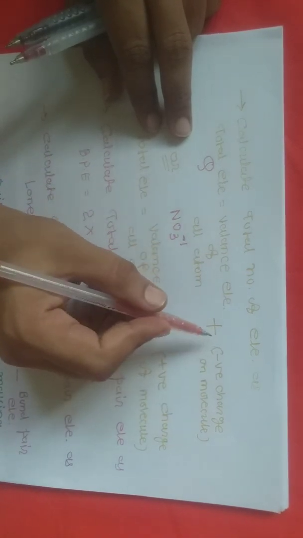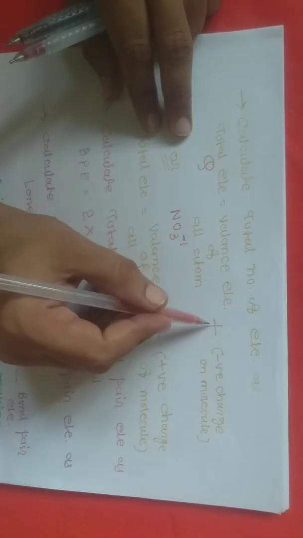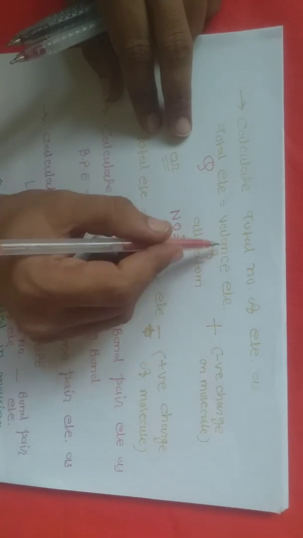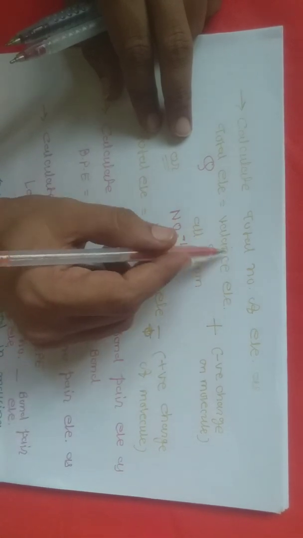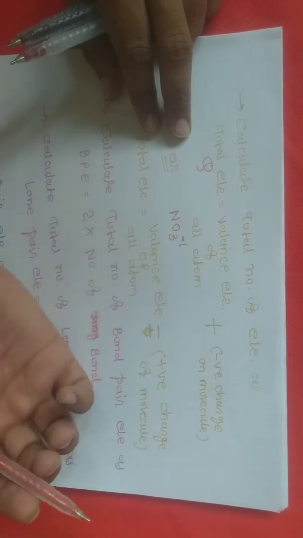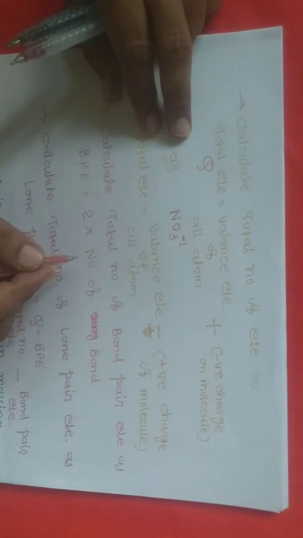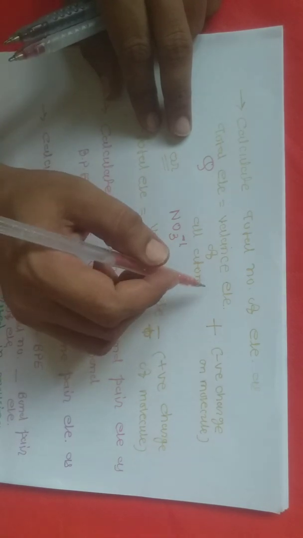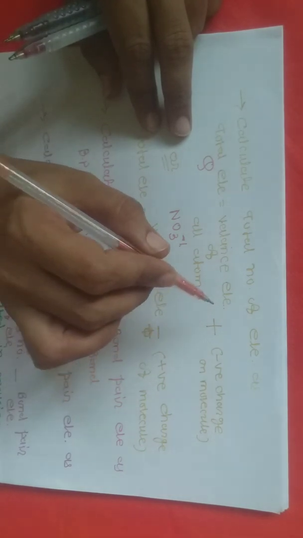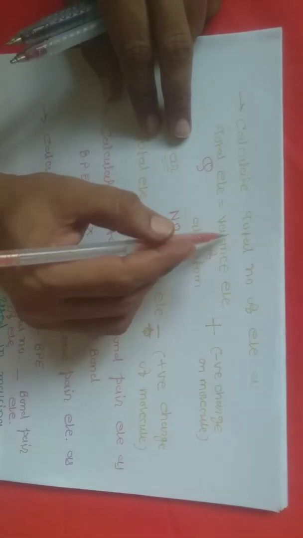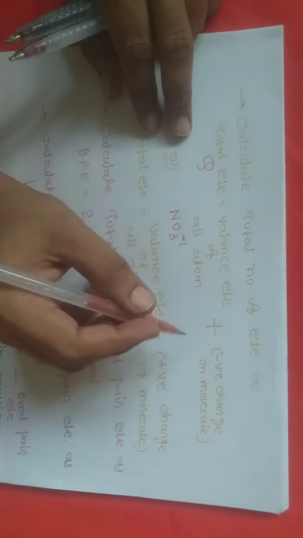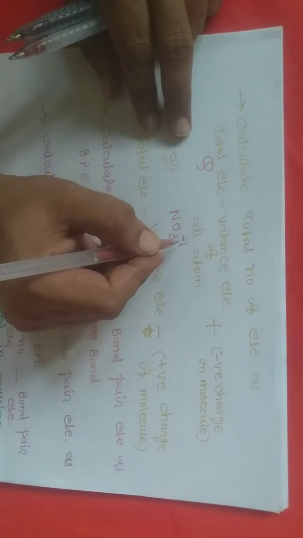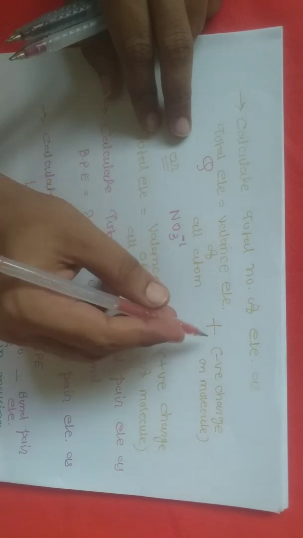So in that case you have to add 1 to the valence electron of the atom. We will discuss it in detail when we take some examples, but presently all you need to know is valence electron plus number of negative charge. If there is a 2 negative charge, then I have to add 2.